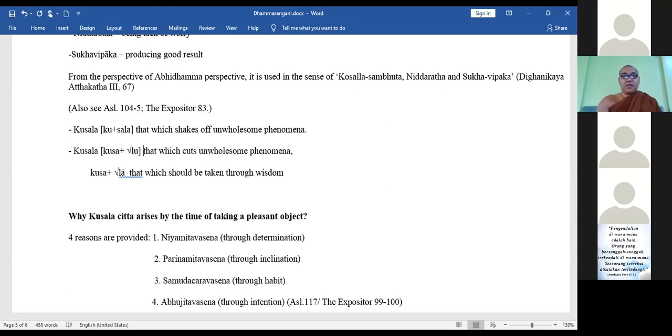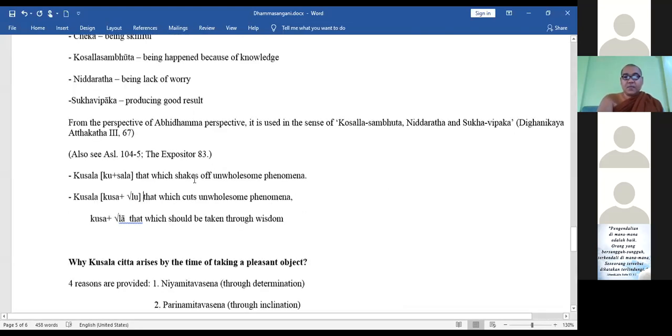one way or another, there should be wisdom. We should be a knowledgeable person. We should be able to differentiate between good and bad, evil and good, beneficial or not, grateful or not, and so on. So in this way, many fanciful explanations are given in the Expositor and many other commentaries regarding the term kusala.